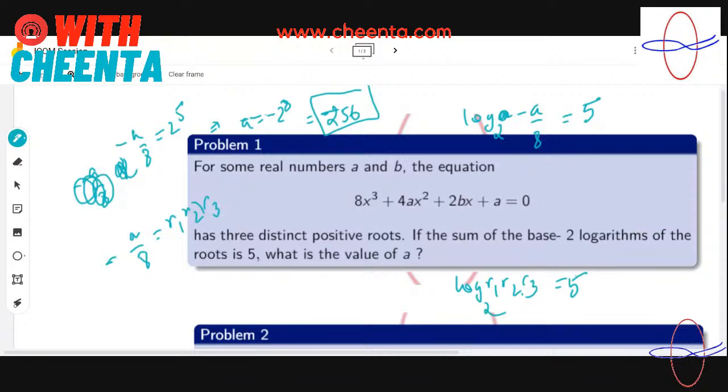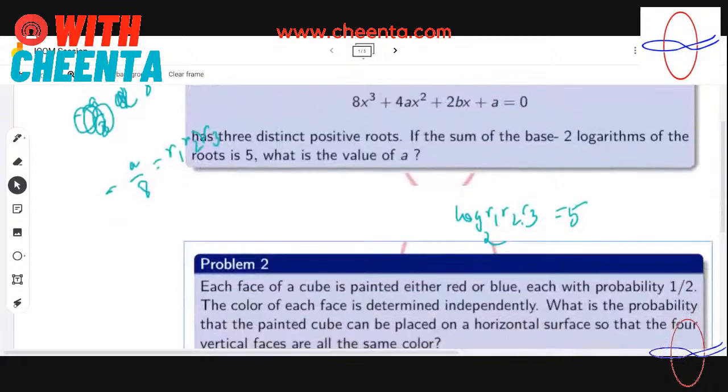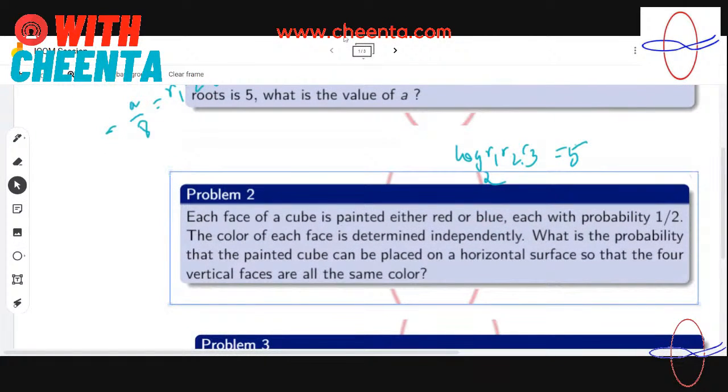Okay, very good. So let's move on to the next problem. This is a relatively easier problem. Now let's move on to the next problem. Next problem. So let's go back to this problem.